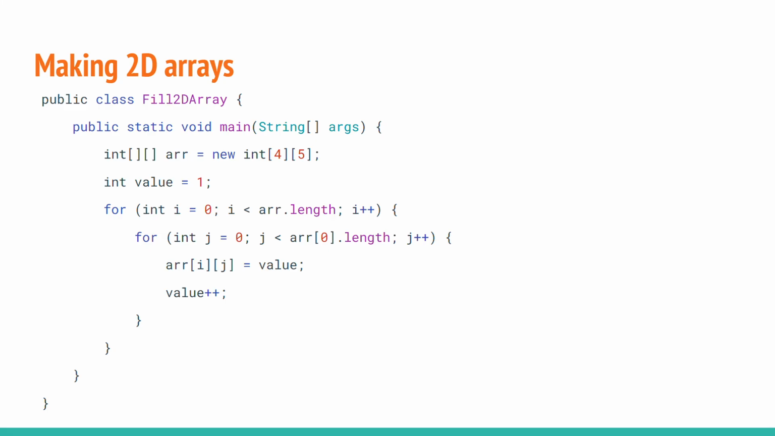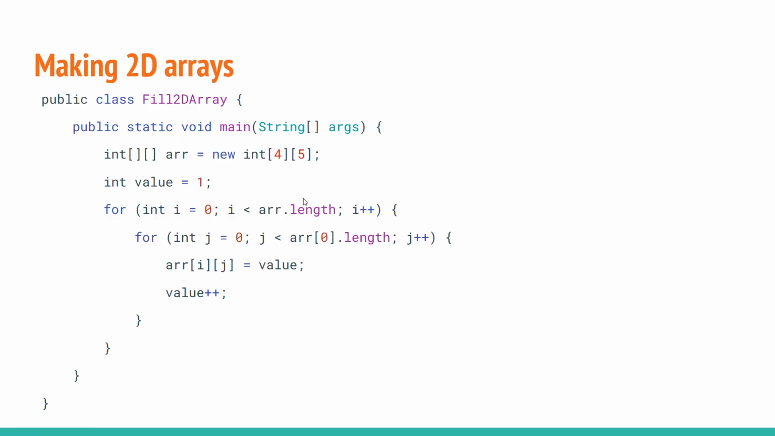So for our nested loop method, we're going to have our 2D array with 4 rows and 5 columns. Remember, row first, column second. We're going to have our int value as 1, and then we're going to have our nested loop. This outer loop goes through from one column to the next, and the inner loop goes from the first row to the second row, and then third, and so on.